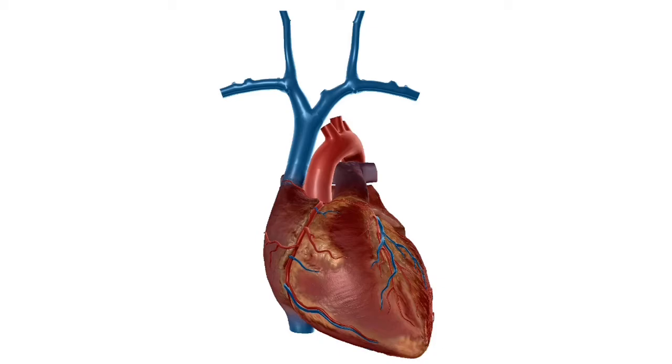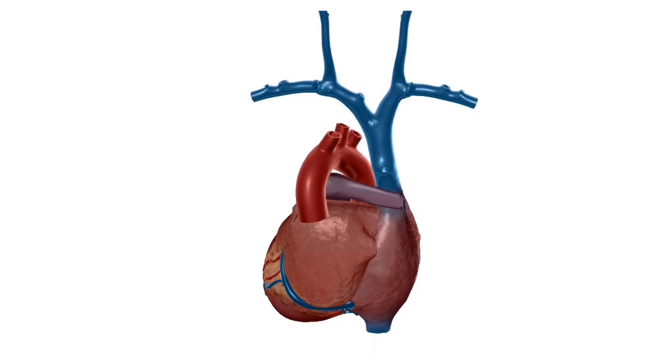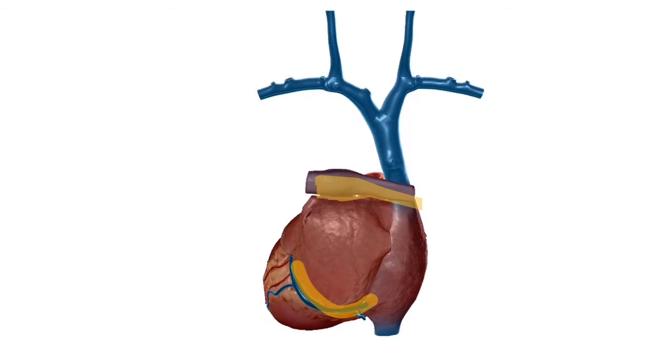Next is the base. If you look at the base, it's in the posterior aspect. Now the base is bounded above by the bifurcation of the pulmonary trunk, below by the posterior part of the atrioventricular groove containing coronary sinus, and on the right side, right border of the right atrium extending from the superior to inferior vena cava orifices. On the left side, left border of the left atrium.